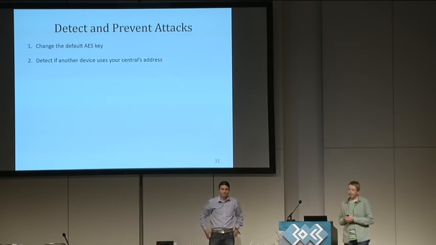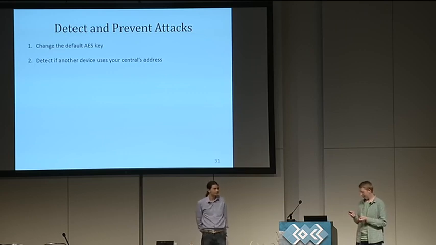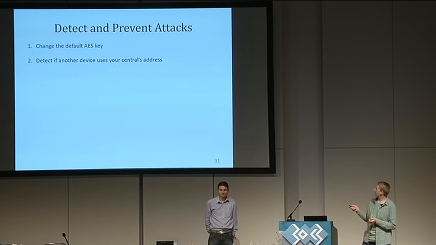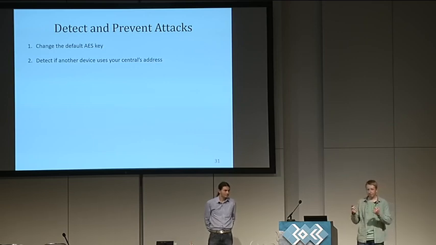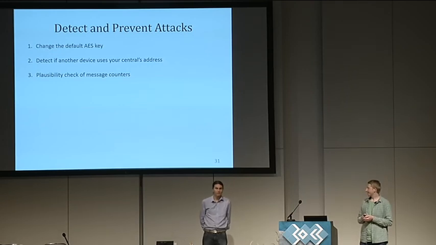You can detect attacks of the second kind, if the software supports this function. I'm trying to detect if another device uses your central's address. Of course, if the software knows its own address, so if somebody else uses its own address, it's easy to detect that. HomeGear actually does that.